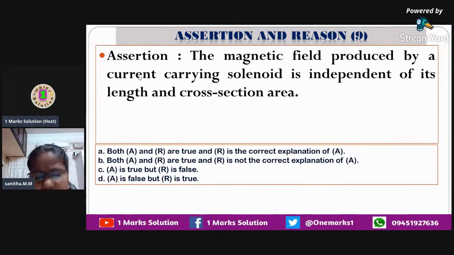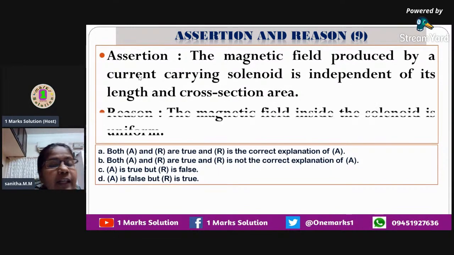All of you know what a solenoid is, isn't it? You will say it is a coil. That is correct, but the length is very large and the radius is very small. So here we can say it depends on current, number of turns and the medium inside the solenoid. It is independent of length and area. The assertion is absolutely correct.